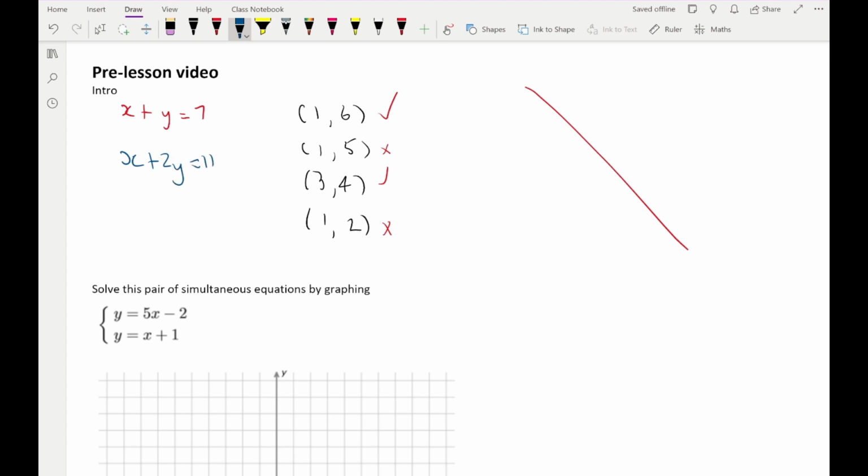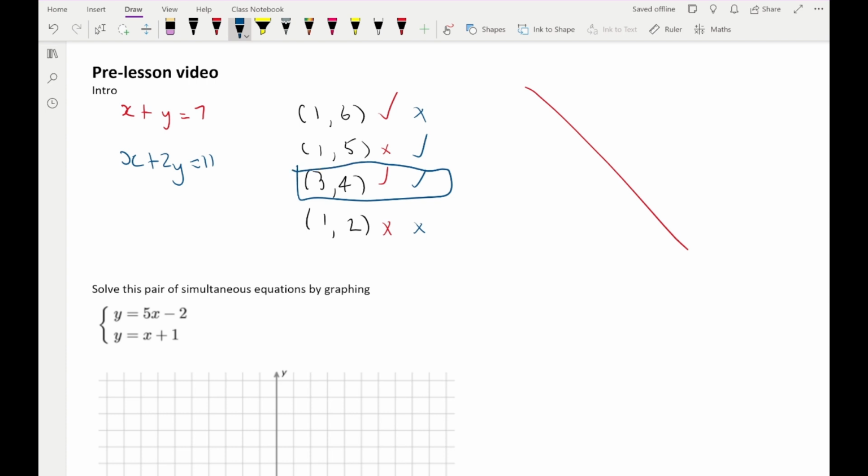Now, let's consider these 4 points again. If x is 1 and y is 6, 1 plus 2 times 6 would be 1 plus 12. That gives you 13. No, doesn't work. All right, what about this one? 1 plus 2 times 5 would be 1 plus 10, which is 11. Cool, that worked. Great. (3, 4): 3 plus 2 times 4 would be 3 plus 8. It's 11. Fantastic. And then this last one, 1 plus 2 times 2 would be 1 plus 4. It's 5. No.